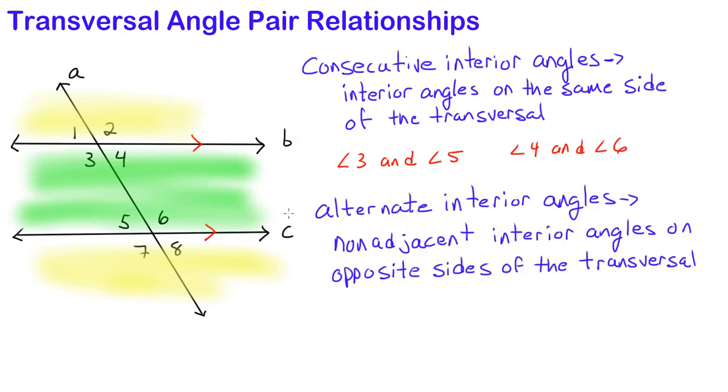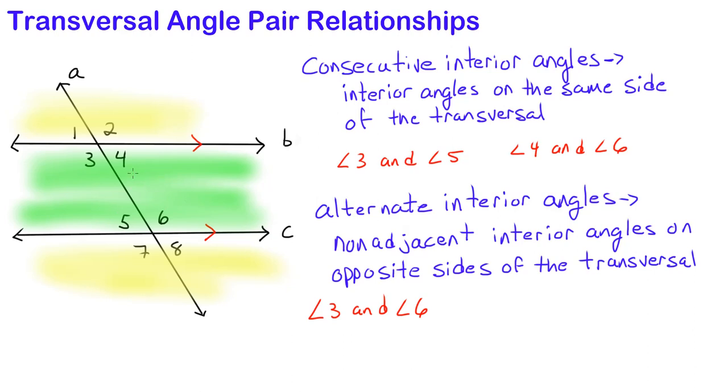Alternate interior angles are non-adjacent interior angles on opposite sides of the transversal. So if we look here in the green zone, the interior, at angle 3, we already know that angle 3 and angle 5 are consecutive interior angles because they're on the same side of the transversal. But if we look at angle 3 and angle 6, they are both inside in the interior, but they are on opposite sides of the transversal. So angle 3 and angle 6 are alternate interior angles.